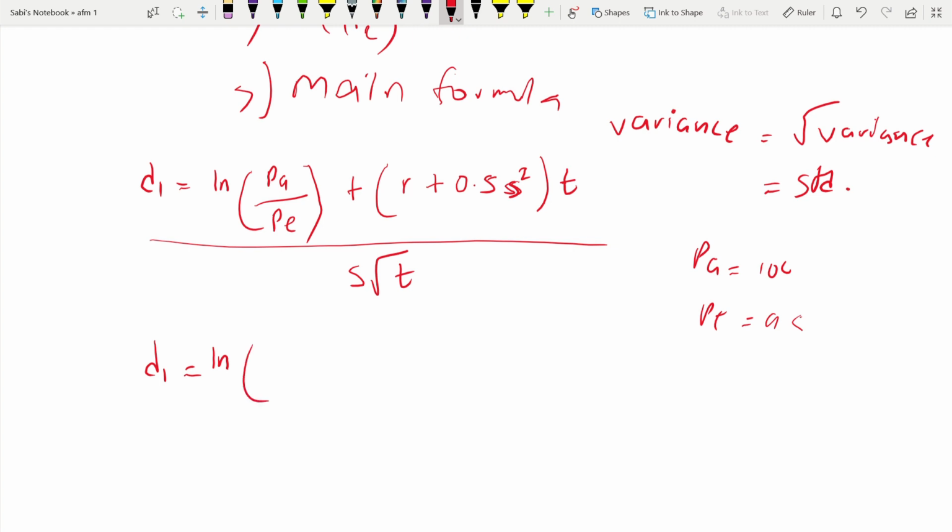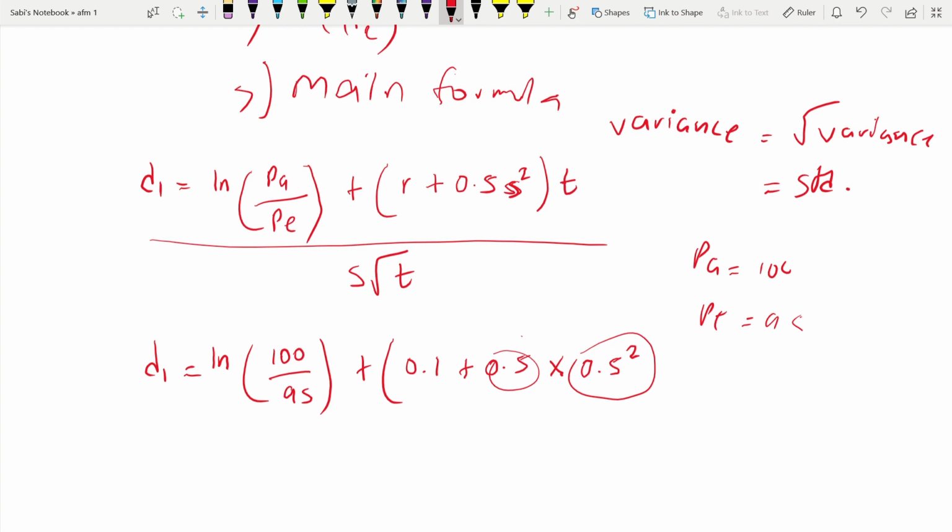So logarithm of the share price, 100. Exercise price is 95, plus R. What is R? R is 10%, right? Plus 0.5 times standard deviation, which was 50%, that means 0.5 squared. This 0.5 is the standard deviation. This other 0.5 is fixed. Don't get confused between the two. Coincidentally, standard deviation is also 0.5 in this case. Not always. Times T. T is 3 months. That means 0.25.